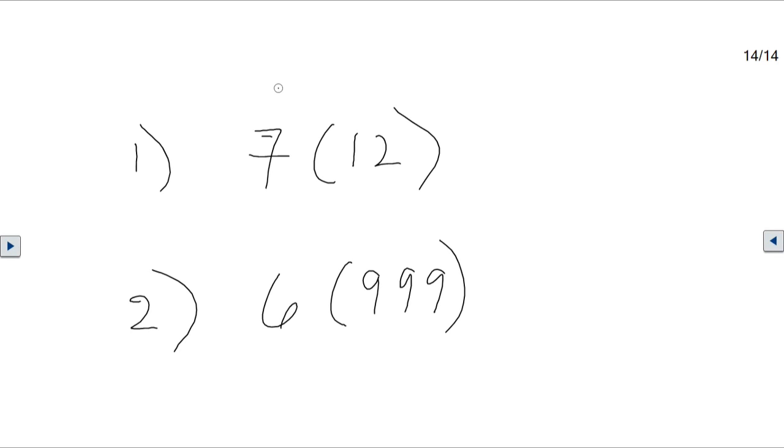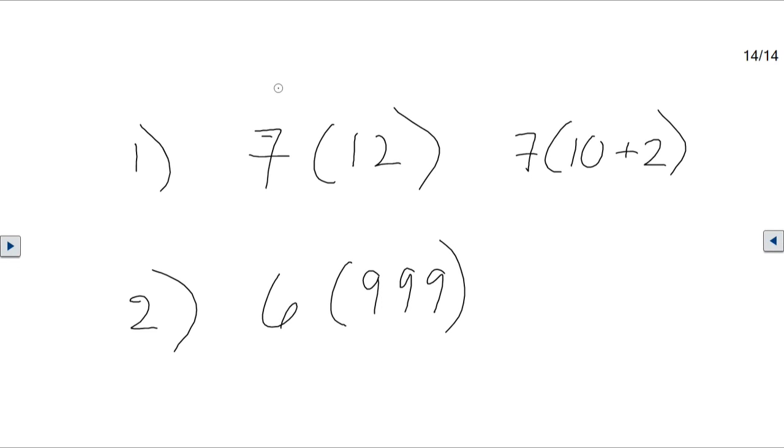And again, I don't want you to just simply multiply them out, right? I know you can do 7 times 12 on paper or with a calculator. I want you to see, can you use the distributive property to make that a little bit easier mentally? Okay, same thing with 6 times 99 or 999. All right, so let's go over the answers here.